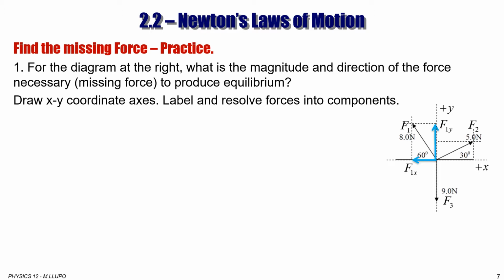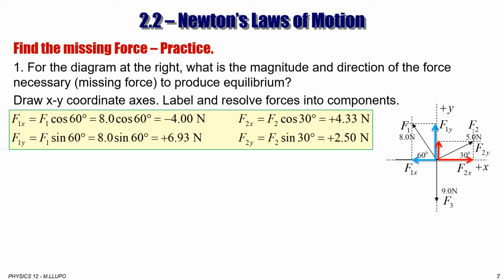Then draw and label components, and we're ready to calculate x and y component of each individual force. So F1x is equal to F1 cosine 60, which is 8 cosine 60, equal to 4 Newton, but it's negative because it's opposite direction of the positive of the x-axis. F1y is F1 sine 60, which is plus because it is up, positive is up, so plus 6.93 Newton.